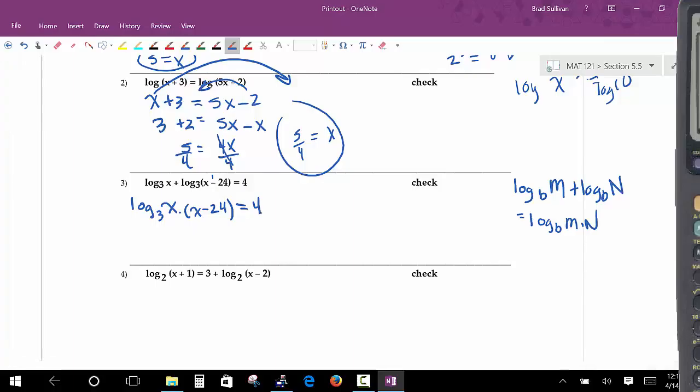Now what you want to do is you're ready to write this in exponential form. So you need to know what I'm talking about. Of course, you did that on the quiz today. So what's the base of this logarithm?